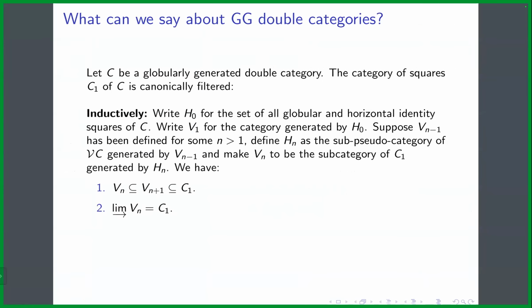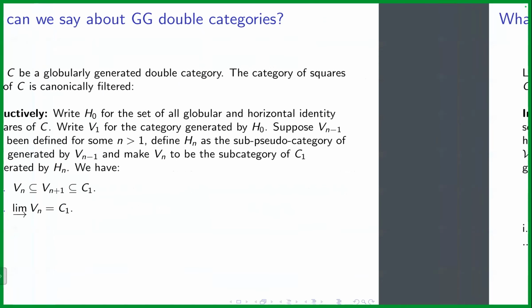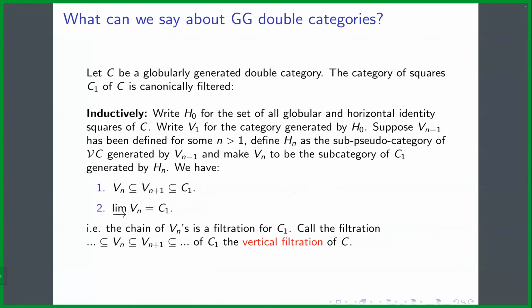So we have the following. For every n, Vn is contained in Vn minus 1, and that is obviously contained in the category of squares of C. And the limit, or the union of the Vn's, is the category of squares of C. So the chain formed by the categories Vn is a filtration for the category of squares of C under vertical composition. So we call this filtration the vertical filtration of C. So globularly generated double categories, their categories of squares come equipped with a canonical filtration, which we call the vertical filtration of the double category.